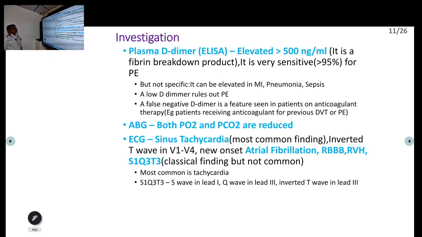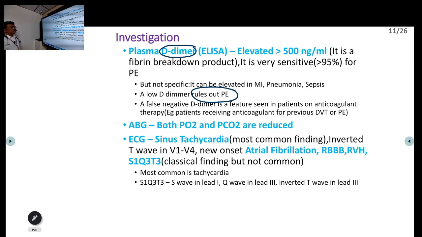Now, another important investigation in the emergency room will be D-dimer ELISA. D-dimer, you know that with all types of hemolysis or infarction, everywhere it will be elevated. So it's a fibrin breakdown product. The problem is, it can be elevated in so many conditions like myocardial infarction, pulmonary embolism, sepsis, pneumonia, pleuritis. But when it is negative, suppose you are suspecting pulmonary embolism and D-dimer is negative, then it is a good rule out criteria. If D-dimer is negative in a suspected case of pulmonary embolism, that rules out pulmonary embolism. So it is a negative marker.